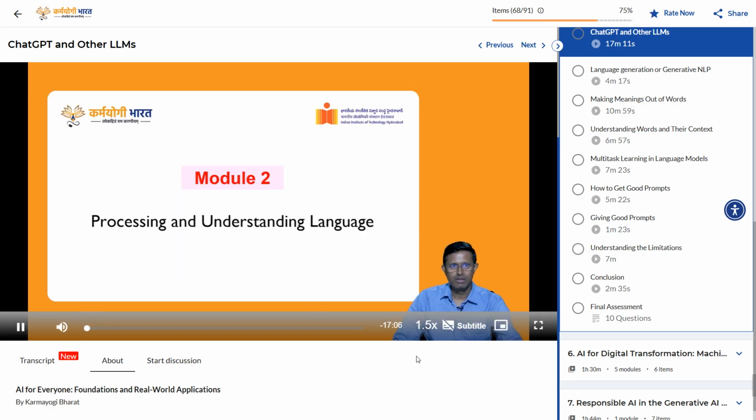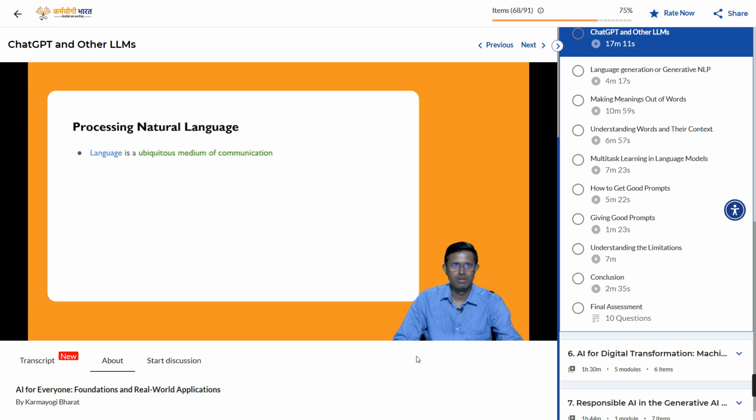So module 2 talks about processing and understanding language. Now language is a unique, ubiquitous mode of communication. We use language to read, write or speak. We communicate using language. So that's how language is very, very important, and that's why language research, natural language processing, is a very well-known field of research, and people have been working on it for decades.